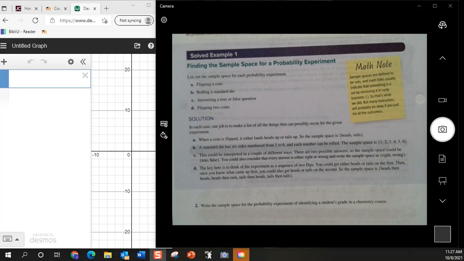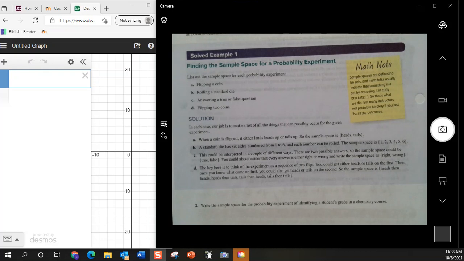The key here is to think of the experiment as a sequence of two flips. You could get either heads or tails on the first. Then once you know what came up first, you could also get heads or tails on the second. So the sample space is heads, then heads; heads, then tails; tails, then heads; tails, then tails.